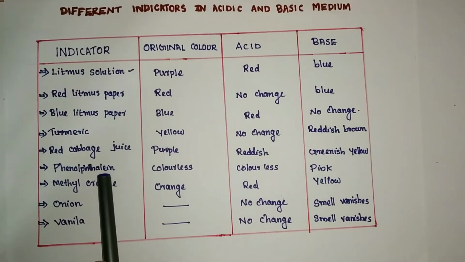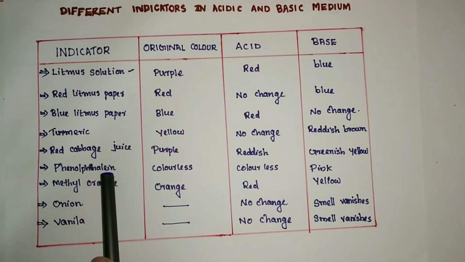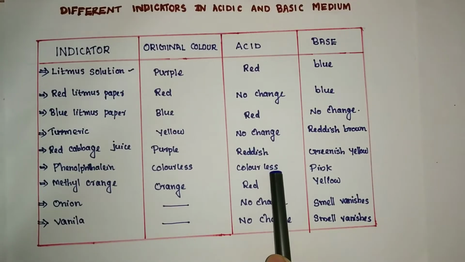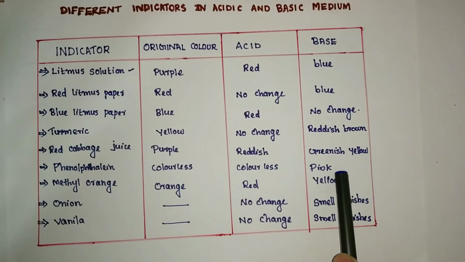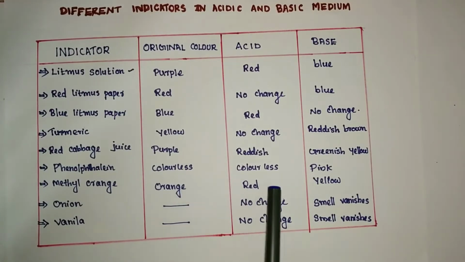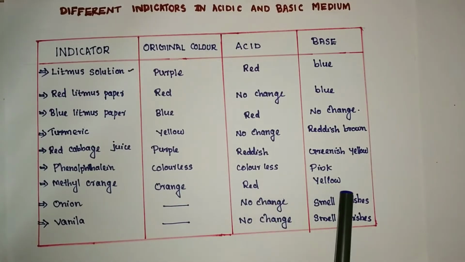Phenolphthalein, which is a synthetic indicator. It's colorless and it will not show any change in acid. It shows pink color in base. Methyl orange, as the name indicates, is orange in color. In acid it shows red color and in base it shows yellow color.